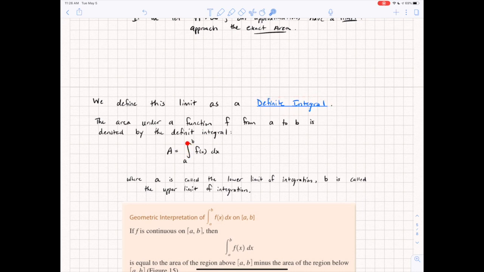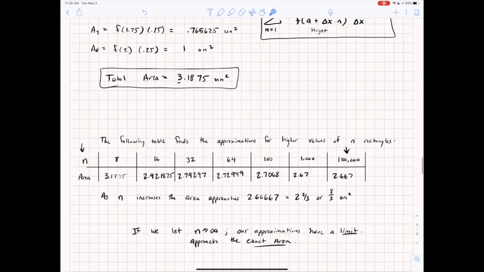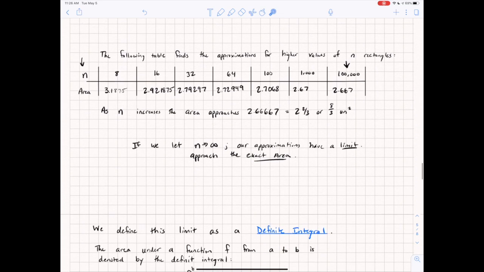Now, a definite integral is notated with this little s symbol. That little s symbol is the integral symbol, and it stands for sum, right? It's an elongated S. Sum, sigma, right? We saw that up here because we're adding a bunch of approximating rectangles. So that's what that stands for.